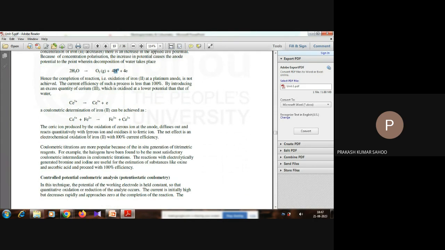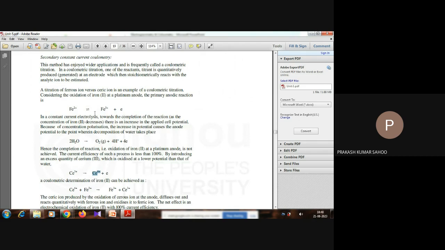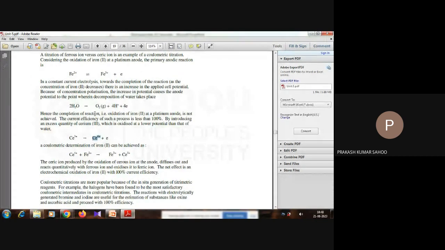This ceric ion produced by the oxidation of cerium ion at the anode diffuses out and reacts quantitatively with ferrous ion. That means this cerium 4 plus, which diffuses out from the anode, again reacts quantitatively with the ferrous ion, converting the ferrous ion to ferric. The net effect is an electrochemical oxidation of iron 2 with 100% current efficiency. That means the secondary mechanism is happening here.